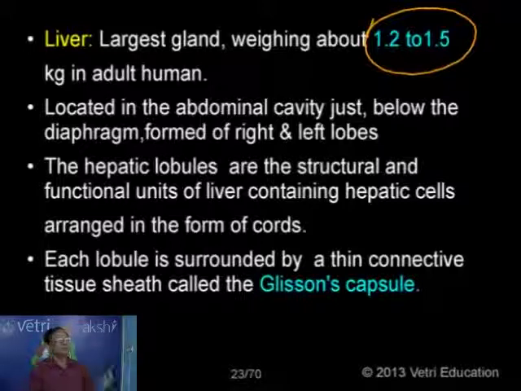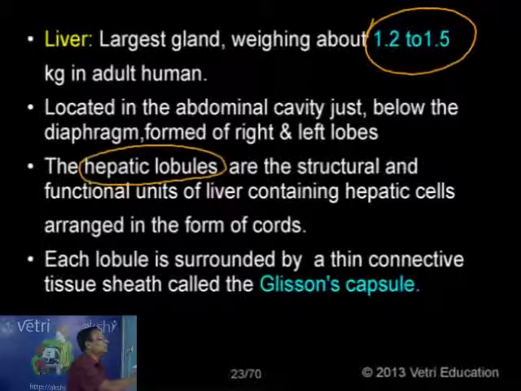The liver is actually formed of liver cells, called the hepatocytes. These hepatocytes together constitute the unit of the liver, the hepatic lobules. So we can go in this manner: the structural and functional unit of the liver is called the hepatic lobule, and these hepatic lobules are made up of cells called the hepatocytes or hepatic cells.